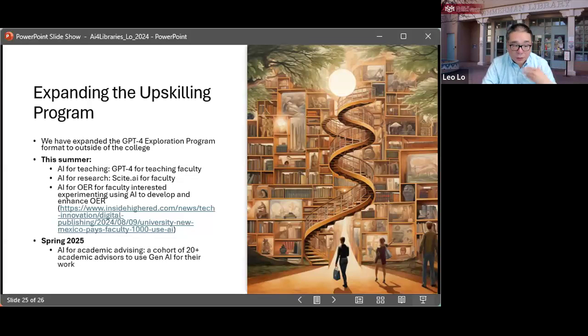And next semester, I will be leading a cohort for academic advising. A lot of people are saying that we're only focusing on faculty and students, and we're not upskilling our staff. So I want to do that for our academic advisors to use AI for their work.